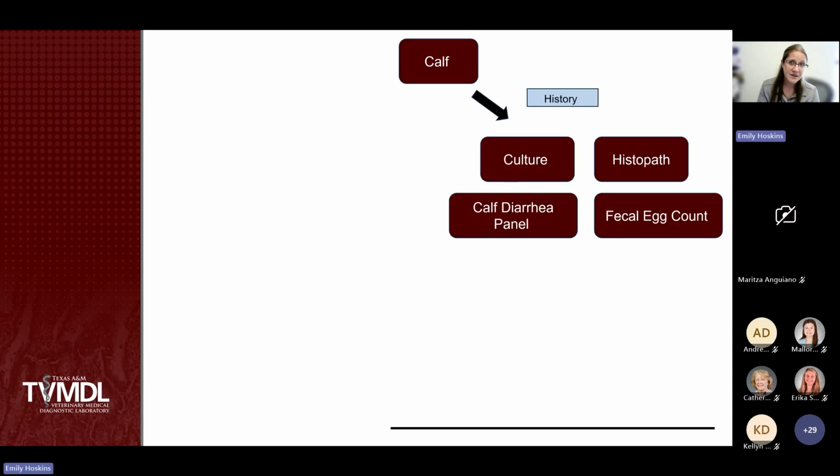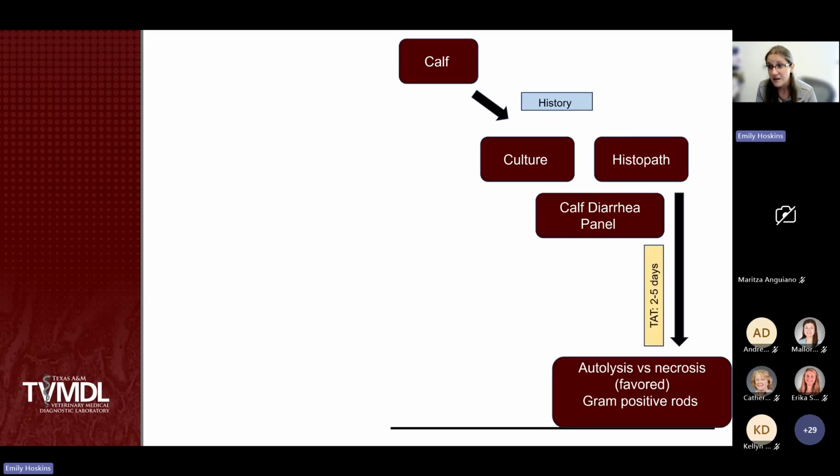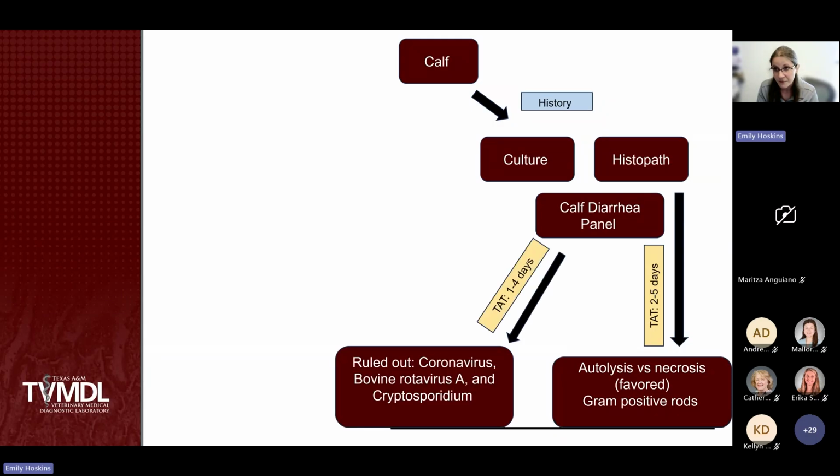Let's compare that to a calf that had that clinical history of diarrhea, and we started those other tests right off the bat because of that history. So histopath, again, we have a turnaround time of 2 to 5 days. We have the same findings on histopath. We've got autolysis versus necrosis, but this time I'm going to favor necrosis a little bit more and a possible bacterial enteritis because of that clinical history of diarrhea in combination with what I saw on the floor.